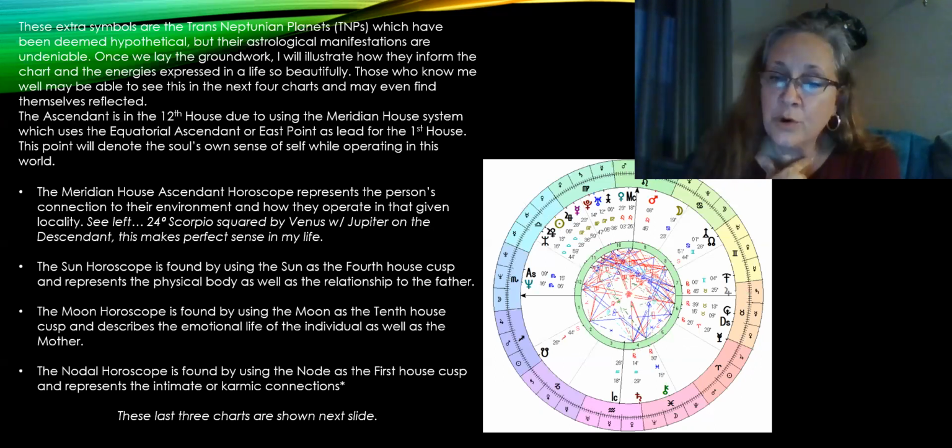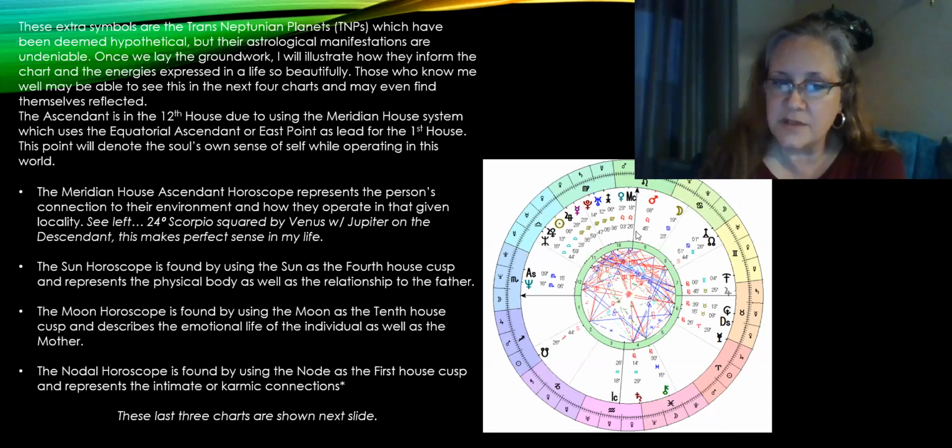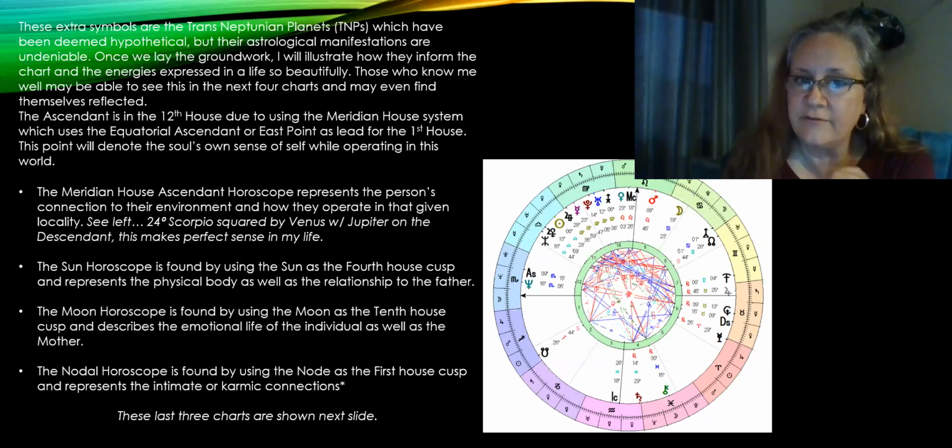And then the moon horoscope is found by moving the moon to the 10th house, and that suggests the native's emotionality, their emotional life, as well as the relationship to the mother. And then the nodal horoscope moves the north node to the 1st house cusp. And so then that would define intimate relationship, karmic connections, that kind of thing.